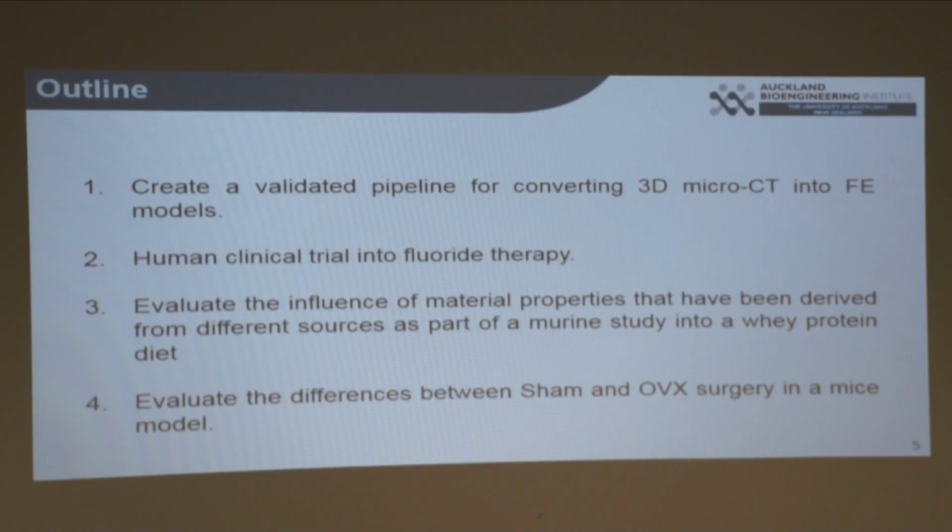Firstly, create a validated pipeline for converting micro-CT into FE models. And then we applied that to two big studies. The first one, the influence of fluoride on bone strength, and that was a human clinical trial. And the second one, evaluate the influence of material properties derived from different scales and sources as part of a murine study into whey protein diet. And finally, we had a much smaller study looking at sham and OVX surgery in a mice model. We also applied the framework to two collaborative works, which I'll talk about at the end, and I'll just briefly also talk about what I'm doing now, and then I'll finish up.